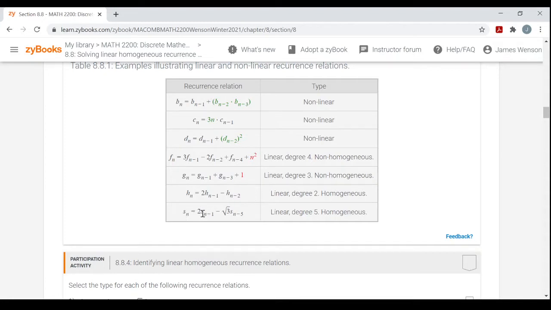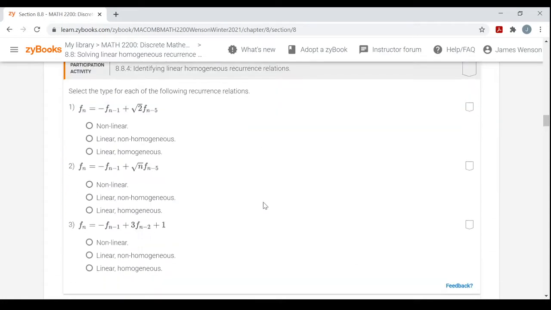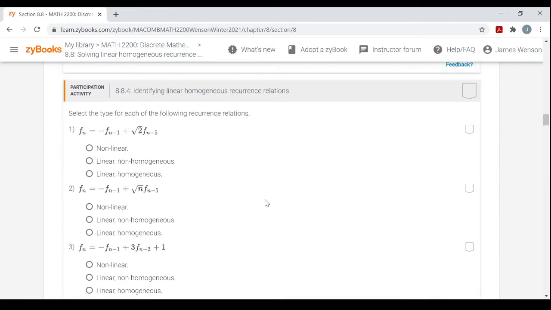Same thing for here. Every term is a linear combination of previous terms, and again, all the coefficients are constants: 2, negative 1, 2, negative square root of 3. All the coefficients are constants, and there's no other terms being added after it. All right, so you're asked to identify the following, right? So I'll just do the first couple. I'll leave the third one to you.